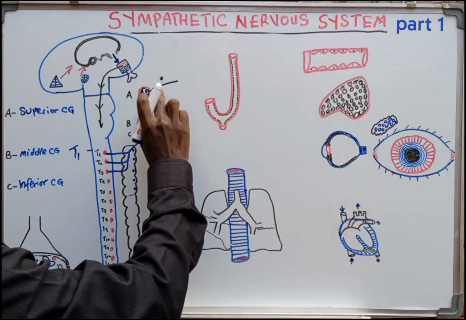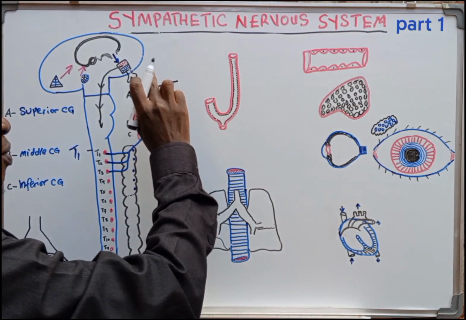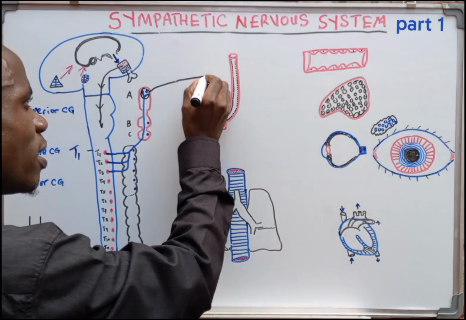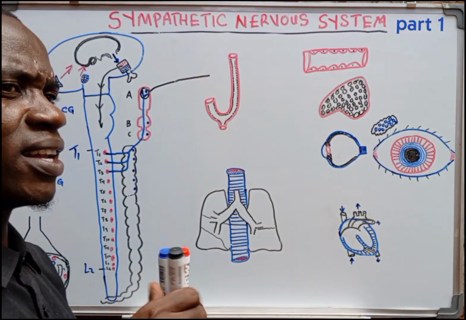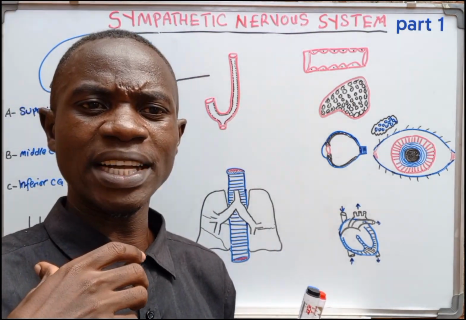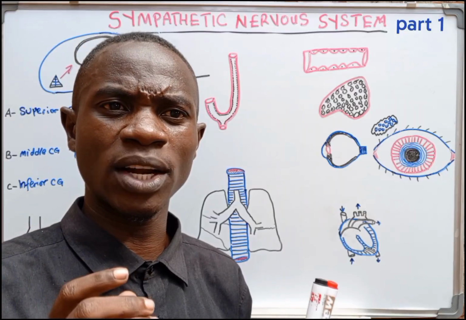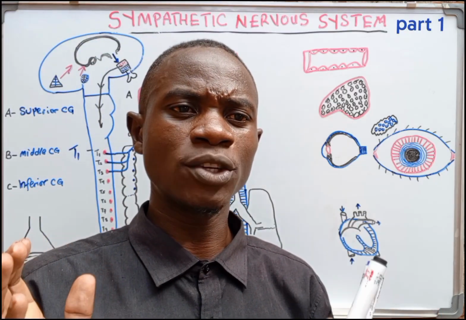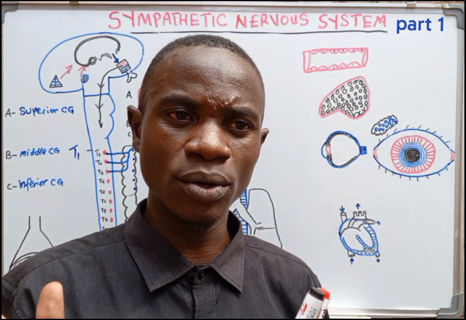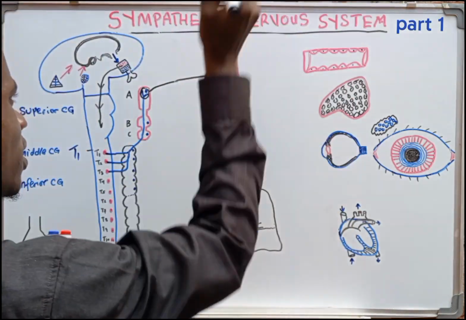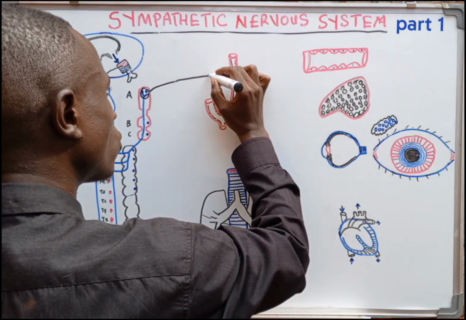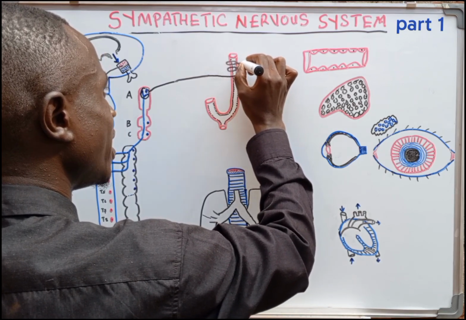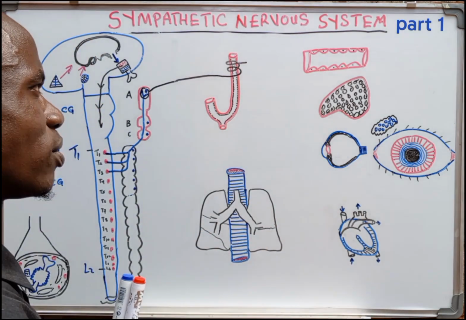Now these are the postganglionic motor fibers of the sympathetic nervous system. They are going to be moving and moving. Now, in the neck, on top of the heart, we have the common carotid artery, which splits into the internal and then external carotid artery. This postganglionic motor fiber comes and then coils around the internal carotid artery.